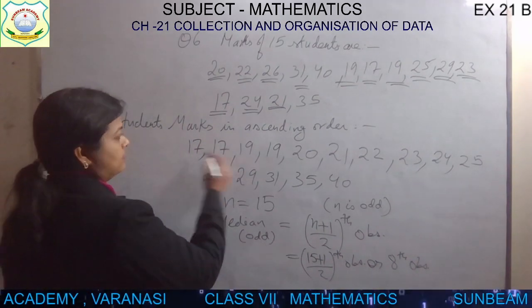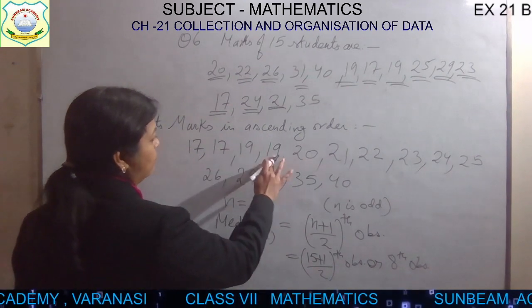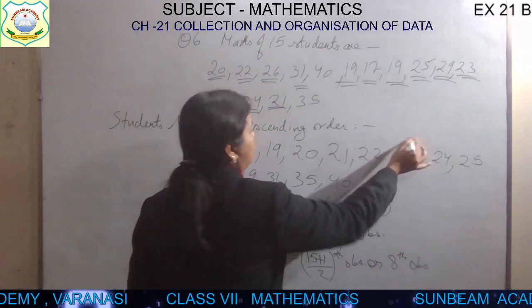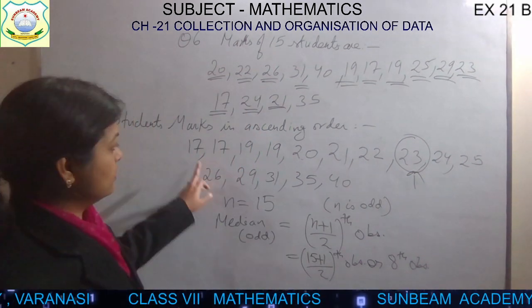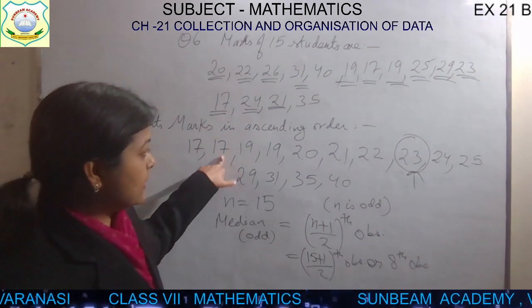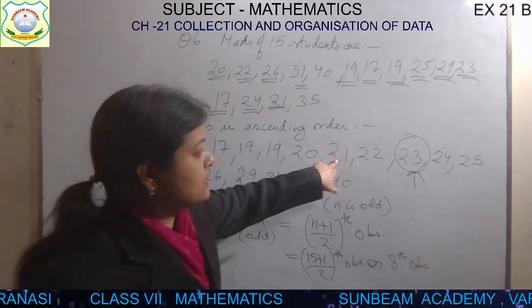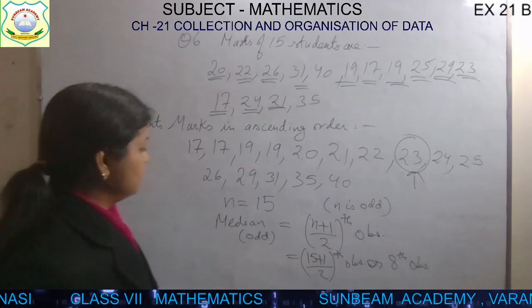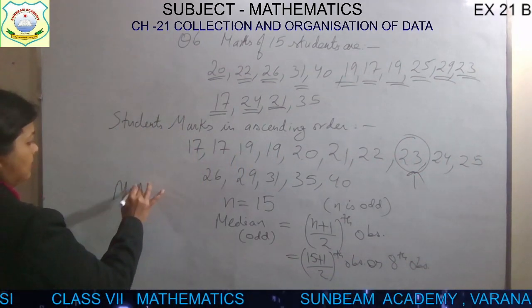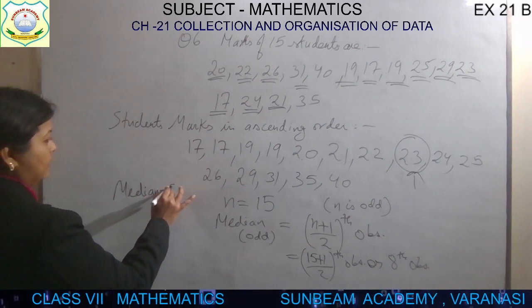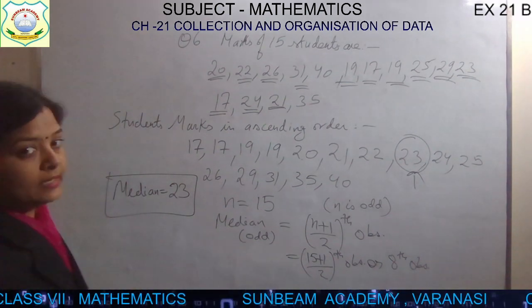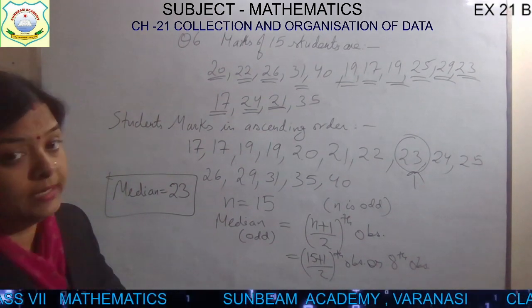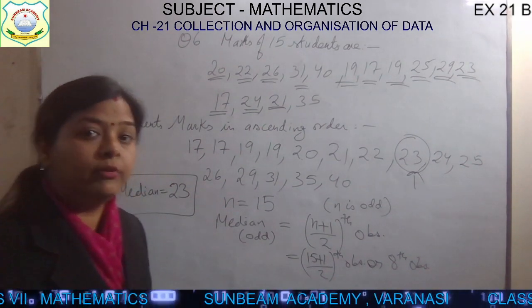So let's start seeing 1, 2, 3, 4, 5, 6, 7, 8. This is the 8th observation. 23 is the 8th observation from the beginning. First observation, second, third, fourth, fifth, sixth, seventh and 8th. So what is median? Median is 23. In the given data, the median is 23. Median marks is 23 out of 50.